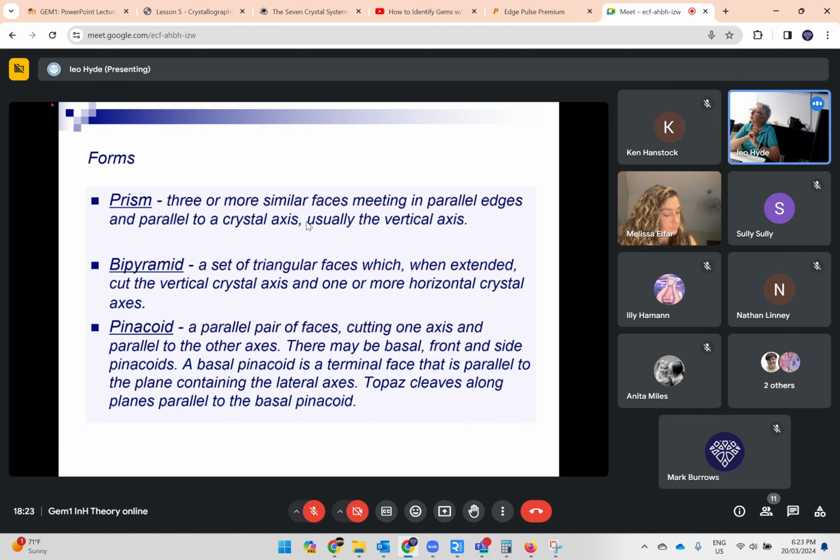In most instances, we think of the C-axis as the long one. There is no C-axis in the cubic system because they are all equant. It is a shape that is very regular and even.